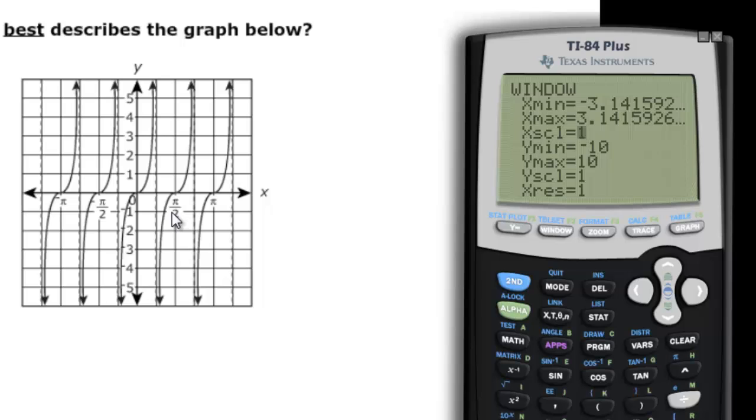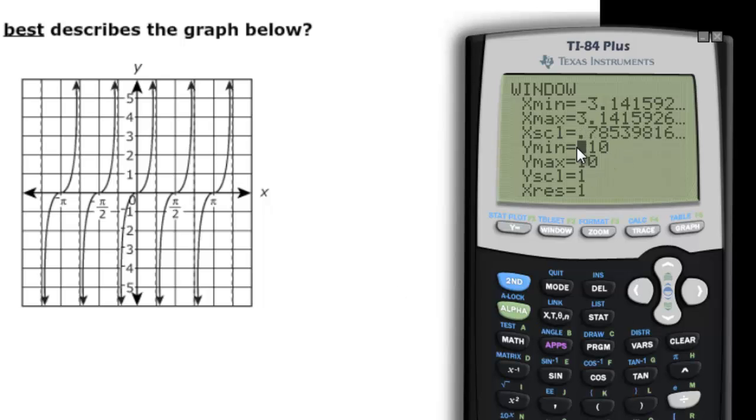I got a pi over 2 here. That's 2 blocks, so I just need half of that, correct? So I'm going to put pi over 2. And there's 2 of those, right? 1, 2 of those to get to pi over 2. So let's just put that twice.